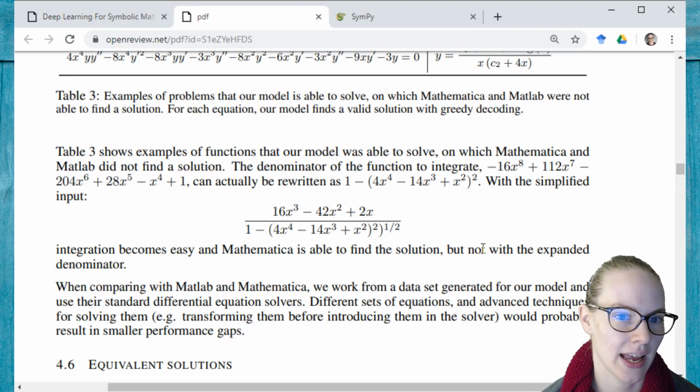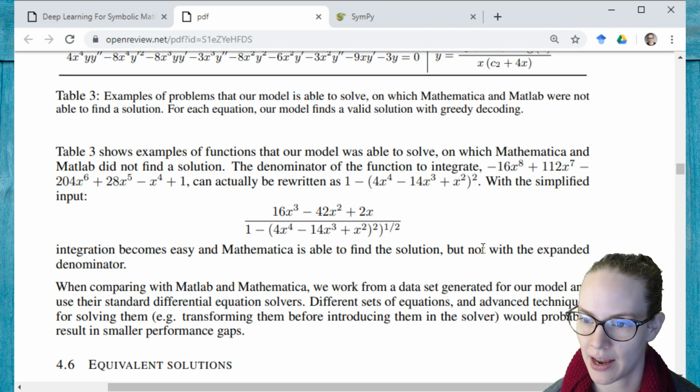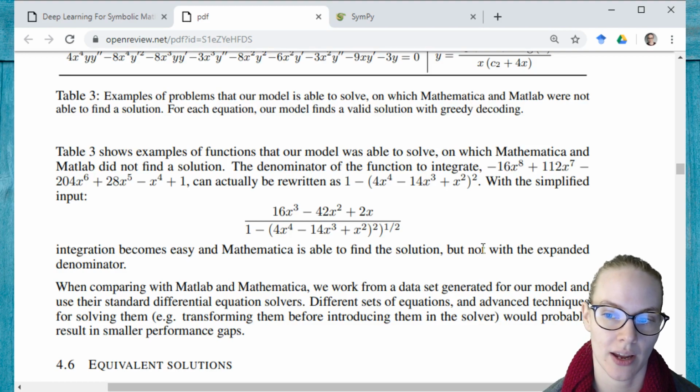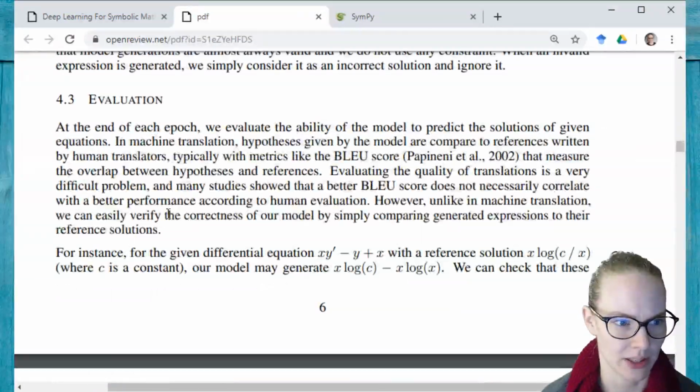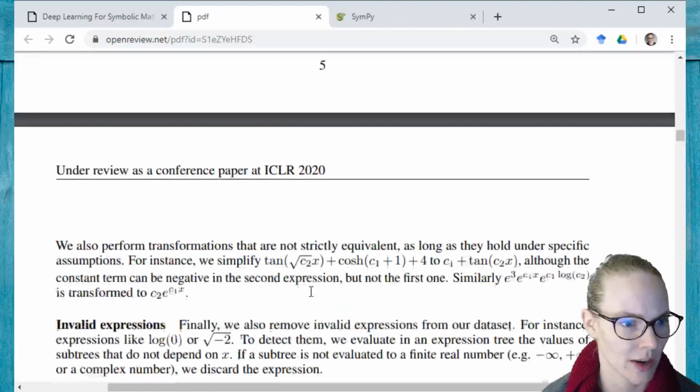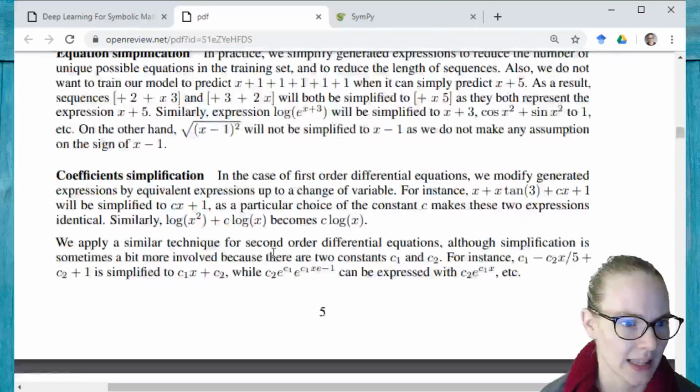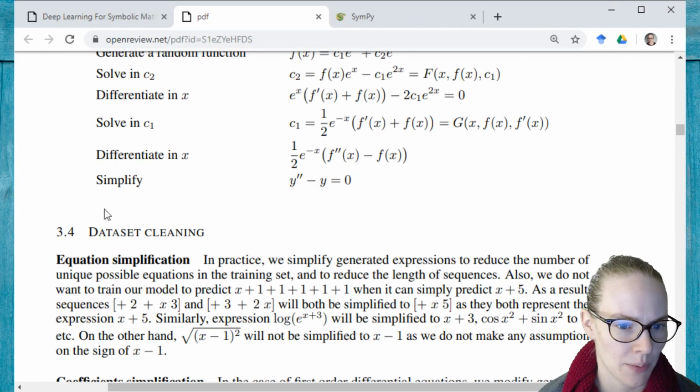So what they're saying is that once the input has been simplified, and if you will remember, they did do simplification as part of their... Was it just the inference or the training? Because they did do quite a bit of heavy lifting with the simplification that we just read about in the data cleaning. We simplified generated expressions to reduce the number of unique possible equations in the training set and to reduce the length of sequences.